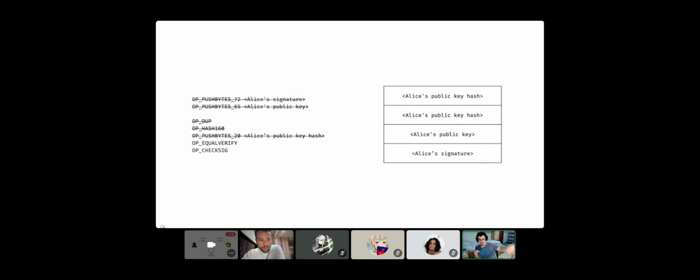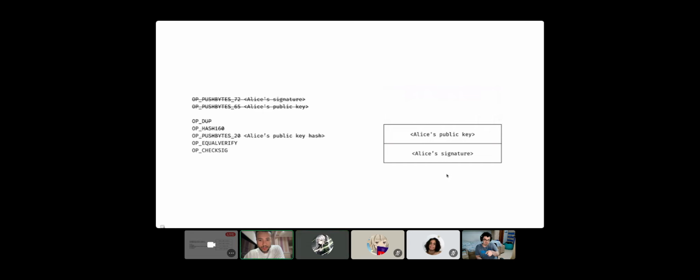Then there is an operation called push bytes 20 that uses what is on the top of the stack as well again? No, it's pushing new data into the stack. It's not using anything from the stack. It's not consuming anything. It's saying there that it is push bytes 20 and an Alice's public key hash. That's the data, that's the argument to the instruction. It's not on the stack yet.